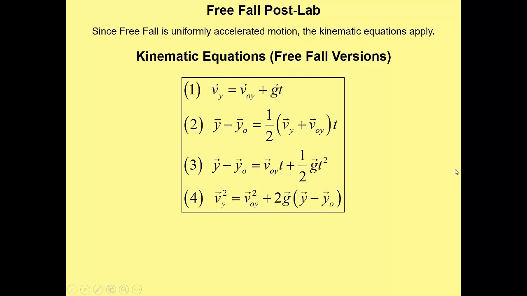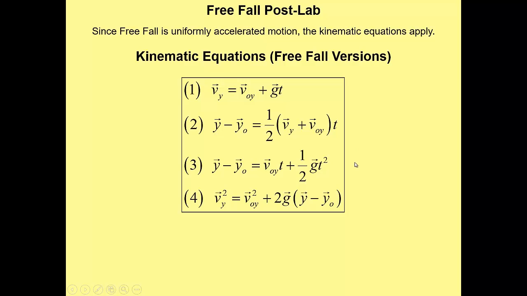Now, since we have just shown, experimentally and theoretically for that matter, that free fall is uniformly accelerated motion, all of the things we've learned about uniformly accelerated motion will apply to free fall, including our old friends, the kinematic equations. You remember those four guys, right? Well, here they are. At least these are the free fall versions. Hopefully these look familiar to you. I have done a couple of things, though, to convert them to free fall versions. Anybody see what I've done?